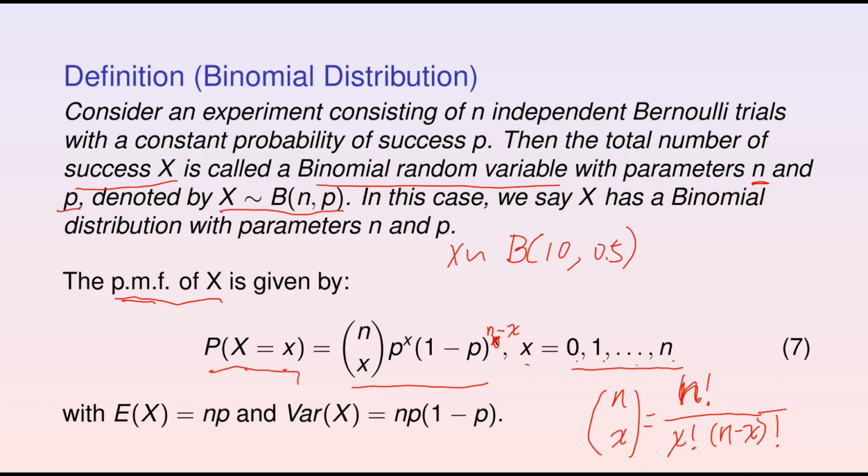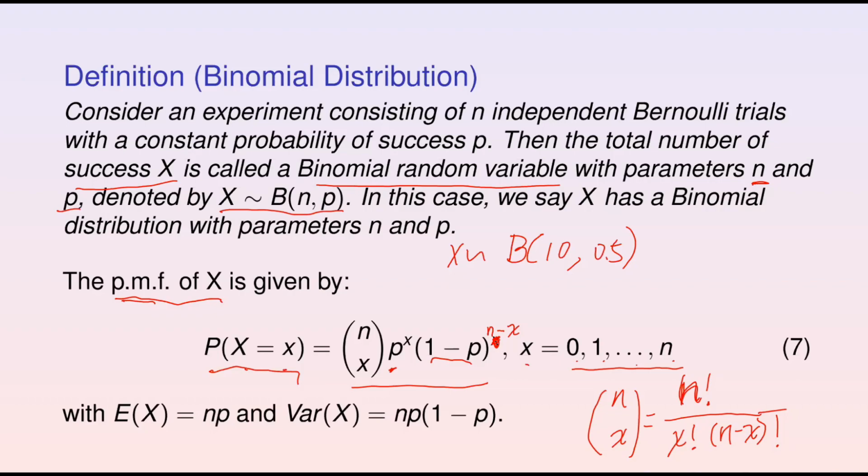Now the next term is p to the power x, where p is the probability of success. You have x successes, so p to the power x. Then 1 minus p, the probability of failure, is raised to the power n minus x, since you have n minus x failures.